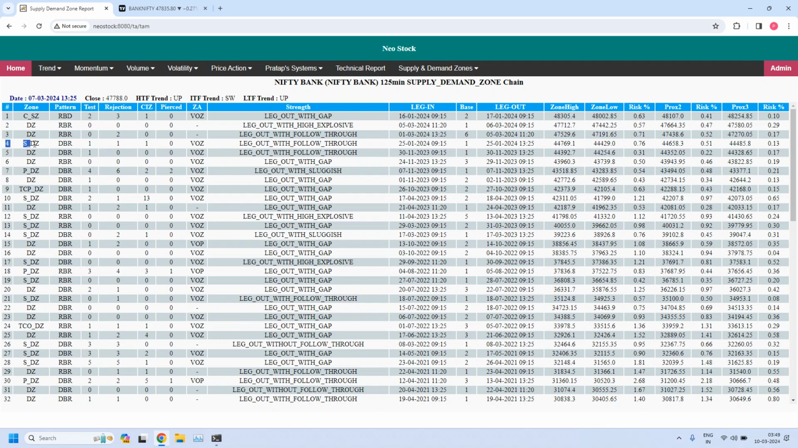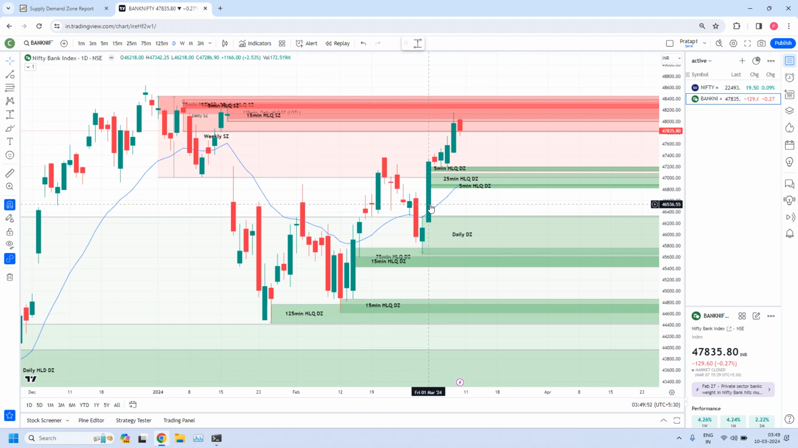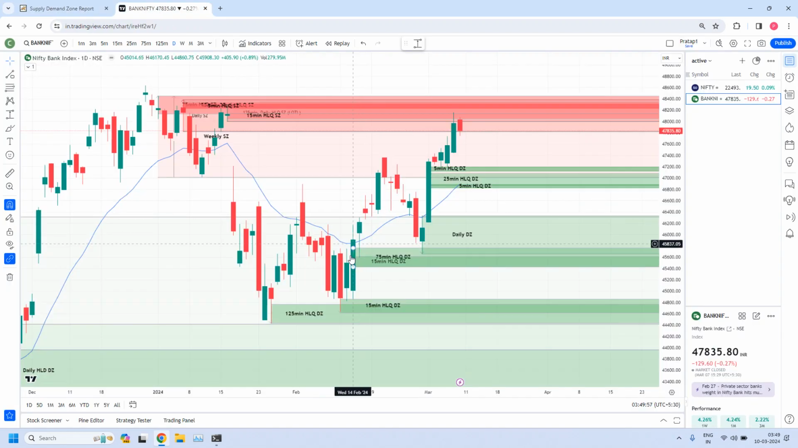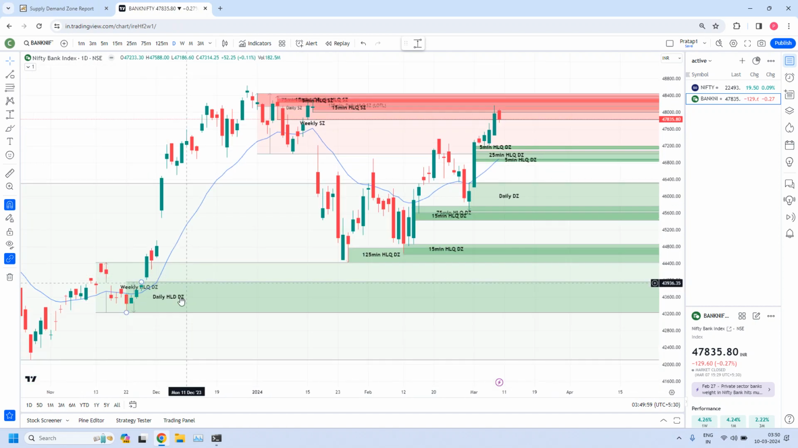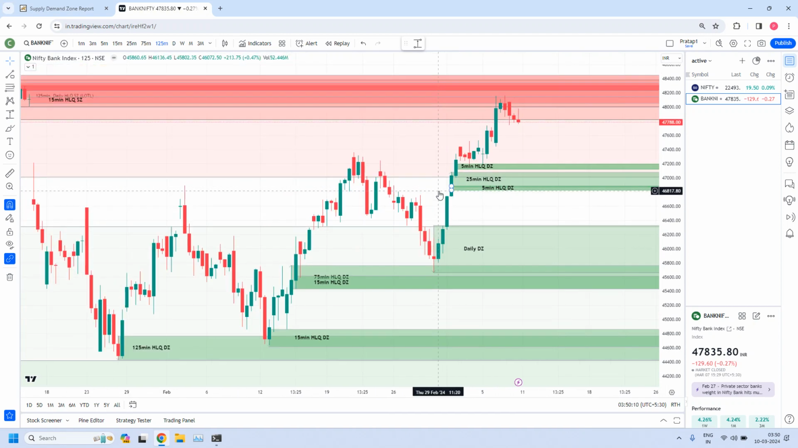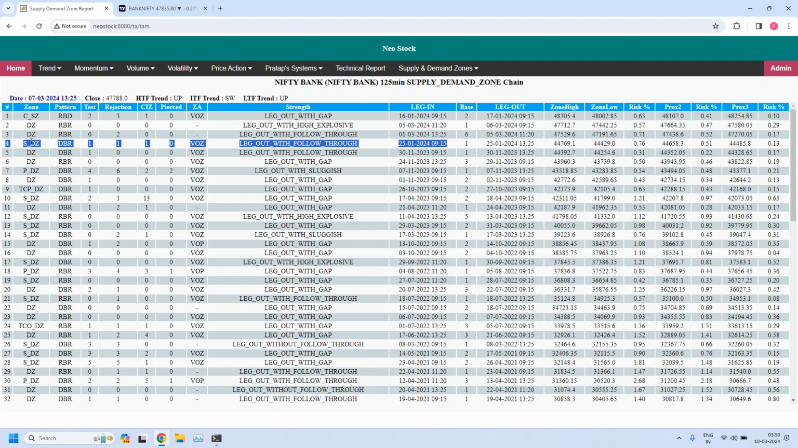So the most recent demand zone is a high liquidity demand zone. This one is created on 25th January. This is also one we drew during last week. 25th January. Let us check 25th January. Oh, we are in the daily time frame. Let me change it to 125 minutes.